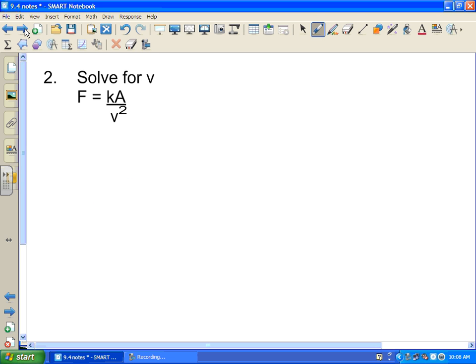Okay, solve for v. So it's the same thing. F equals ka over v squared. Any guesses what to do first? Yes, the v squared. If you have something in the denominator, we want to write it so there is no denominator. So we'll multiply both sides by v squared. That doesn't really help us get v by itself. It just helps us get rid of the fraction. So the v squared cancel. You have ka equals v squared f.